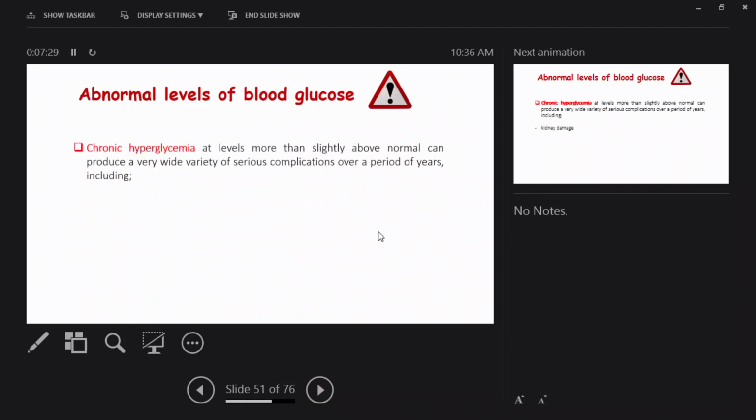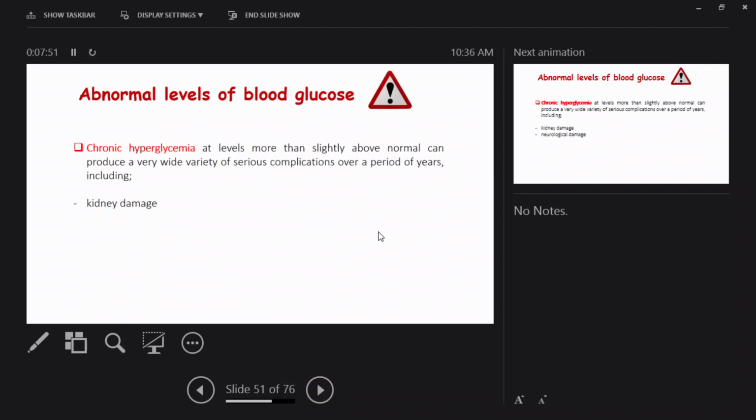Abnormal level of blood glucose. Abnormal level of blood glucose can be categorized as what we call chronic hyperglycemia. Chronic hyperglycemia levels more than slightly above normal can produce a very wide variety of serious complications over a period of years. This includes kidney damage.